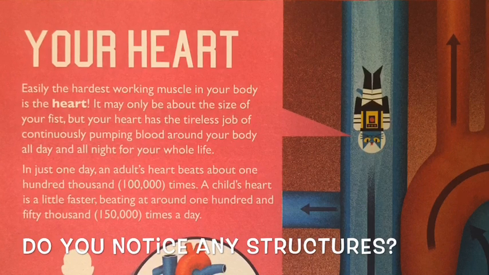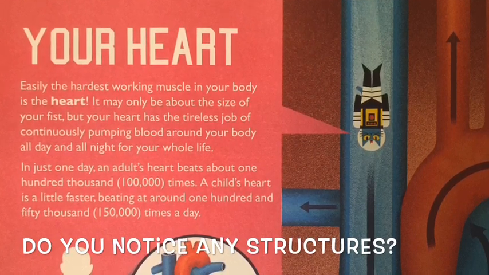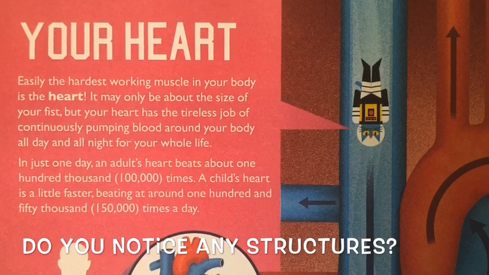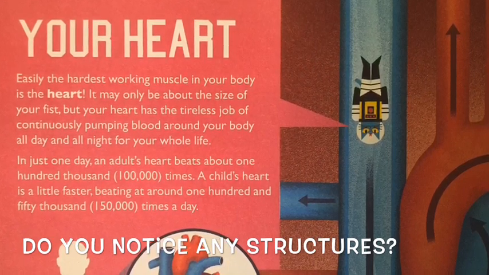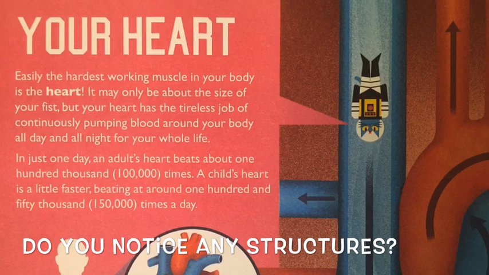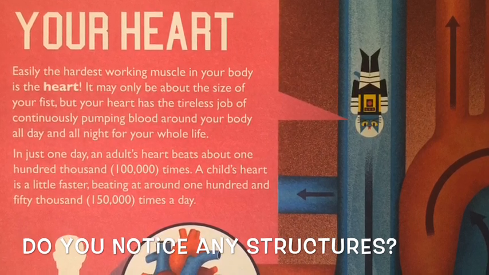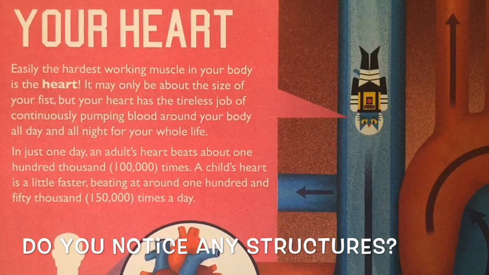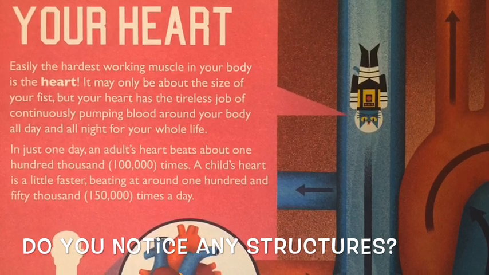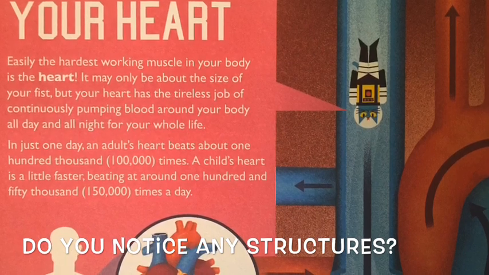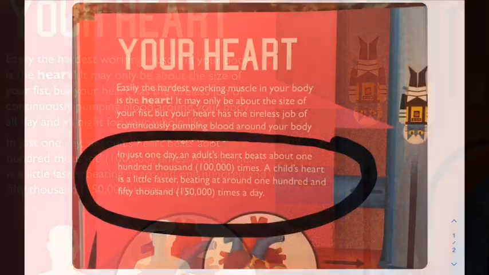Your heart. Easily the hardest working muscle in your body is the heart. It may only be about the size of your fist, but your heart has the tireless job of continuously pumping blood around your body all day and all night for your whole life. In just one day, an adult's heart beats about 100,000 times. A child's heart is a little faster, beating at around 150,000 times a day.